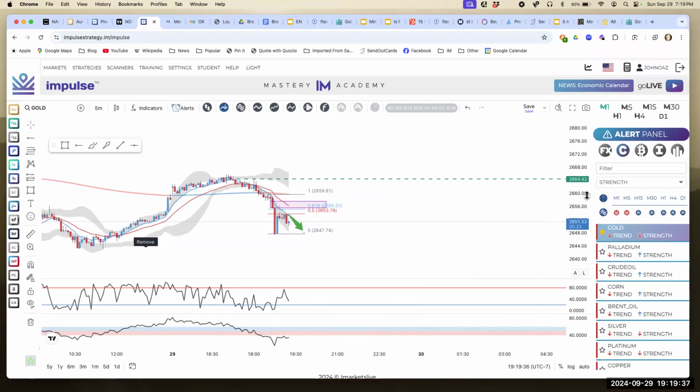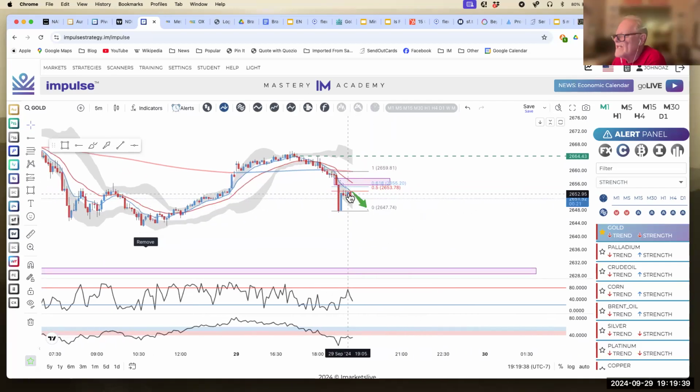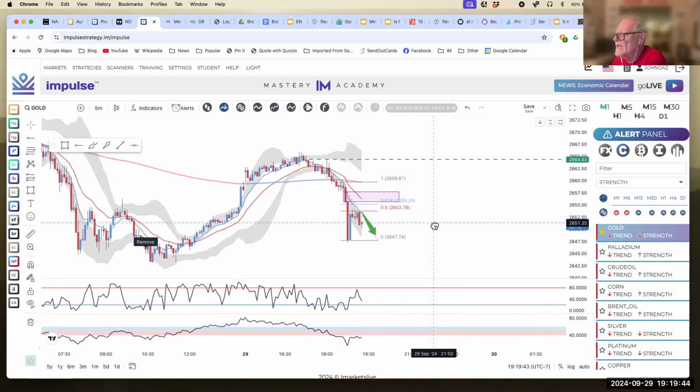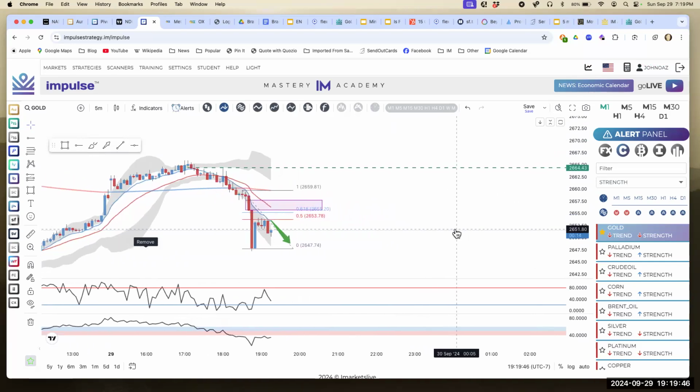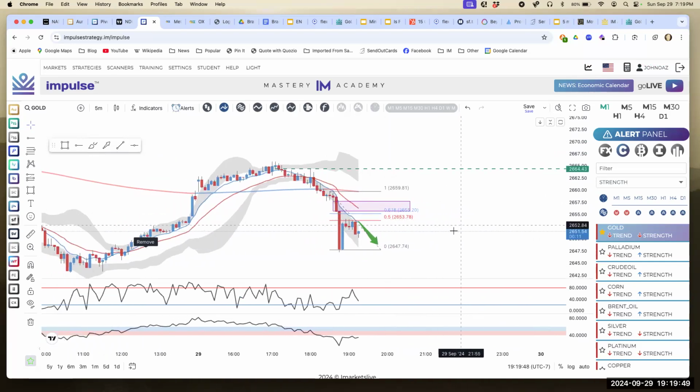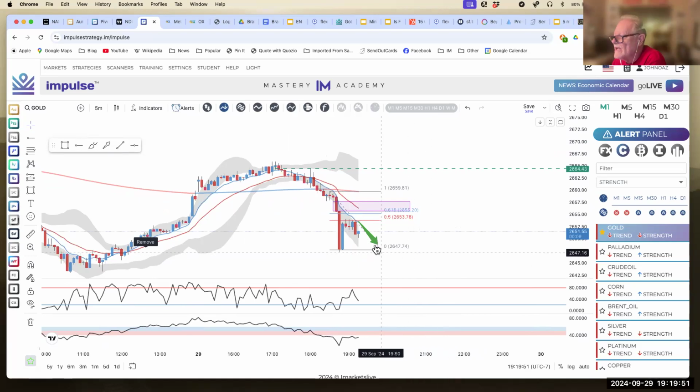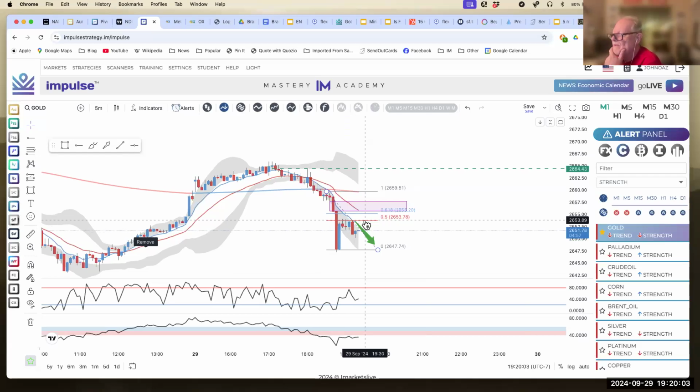Yeah, okay. But we have to see, this hasn't broken the fib yet. So right now it's still heading down. If we get rid of the fib, because it hasn't broken, so everyone's clear about that. That's your 50 line. So in Impulse, they do a very basic Fibonacci level, and they just have the one, the 618, the 5, and the 0.